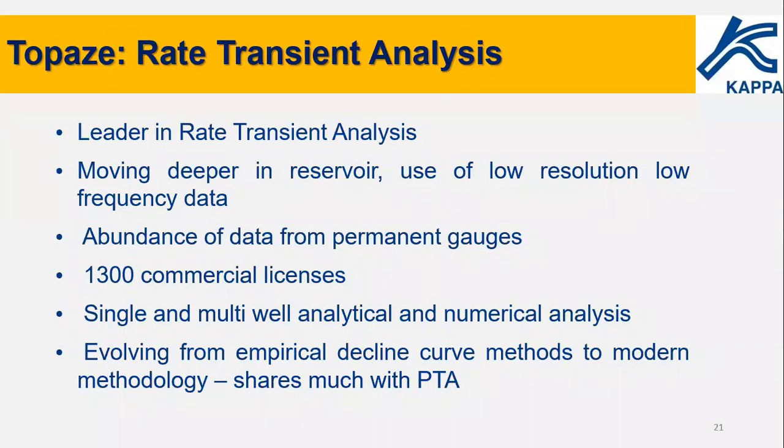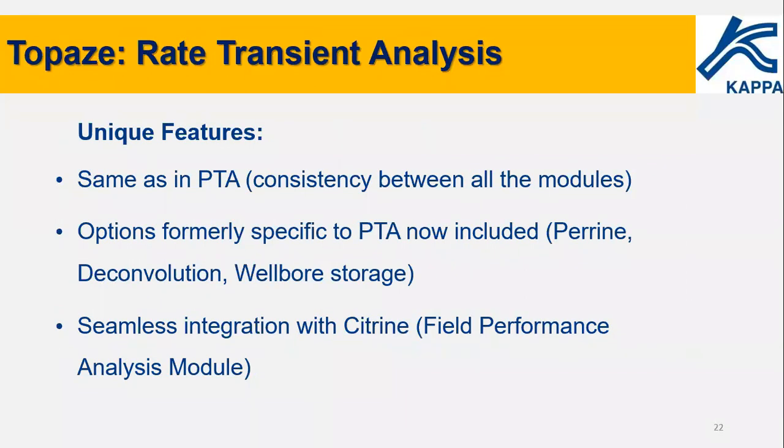You try to have a normal decline curve analysis, whereas this is a different case for the unconventional, because that won't be valid when you talk about unconventional. Ops plot, I don't think will give you better analysis. So the unique feature is the same as in PTA. It's a consistency between all the modules. And now there were some certain parameters, certain functionalities which are only specific to Sapphire. We have included this in Topaz as well.